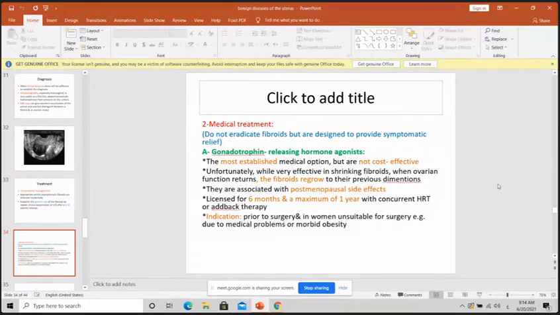So the medical treatment of uterine fibroids will be just for the sake of relief of symptoms. And you have to know that the most established medical option is the gonadotropin releasing hormone agonist. This, as you know, is an agonist that leads to an initial flare up of the pituitary gonadotropins. But after the receptors are saturated, it leads to down regulation of the pituitary hormones.